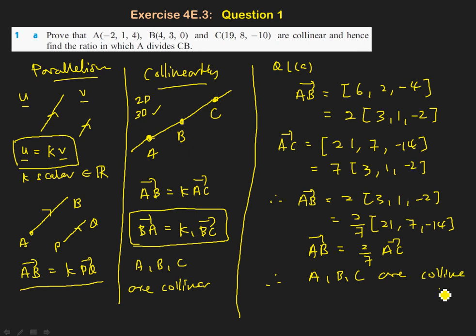Right. I will skip the second part. Probably look at something later, because there's a question very similar to that.